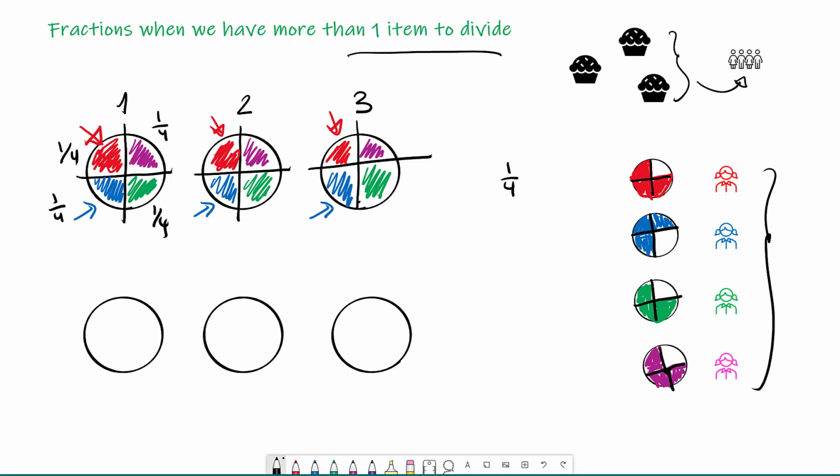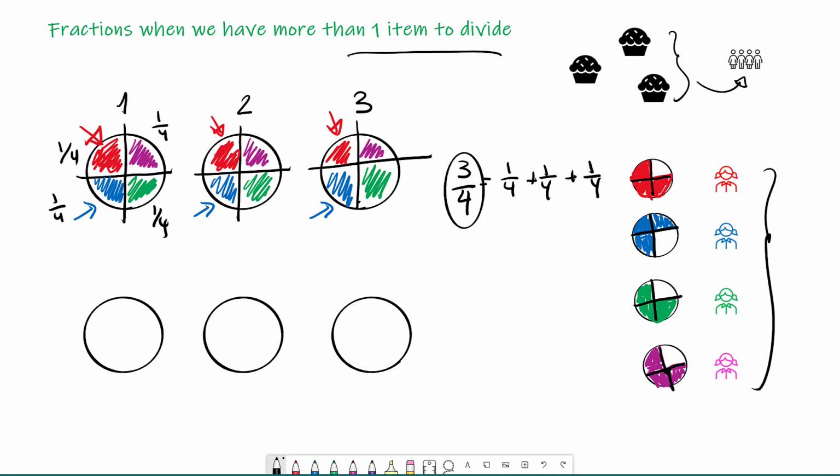When we have a fourth, we can also call it a quarter, but let's try to stick to the term fourth in this video. So we have a fourth, and then we have another fourth, right? We gave it another fourth from the second pizza, and then one more fourth. And we call these 3/4, we write that as 3/4, just like that. So this is how we write this fraction.